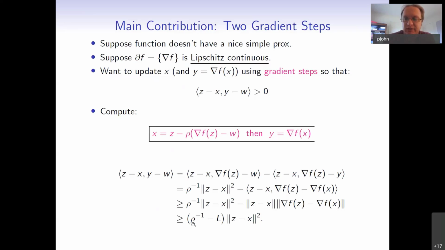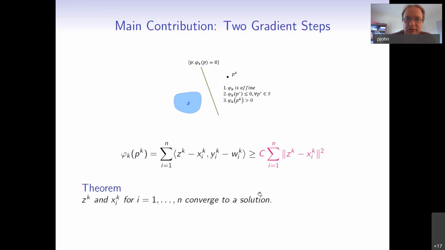And that's kind of what you'd expect. If you're doing gradient steps, you can't expect to be using huge, unlimited size step sizes. So you have to have rho less than 1 on L. So that's the basic idea. And when you put everything together, you get that each of these inner products is positive. So the sum is positive. And so the current point pk is now on the positive side of the hyperplane.